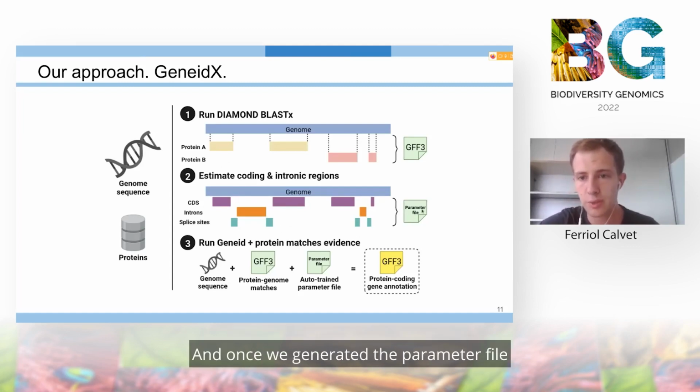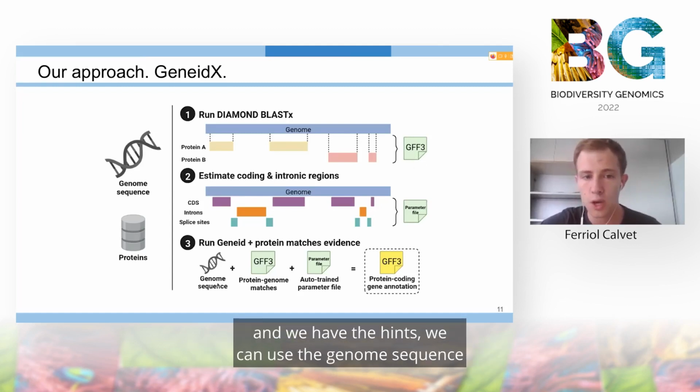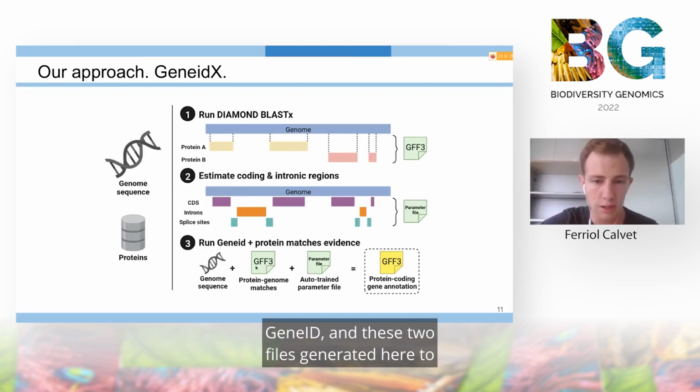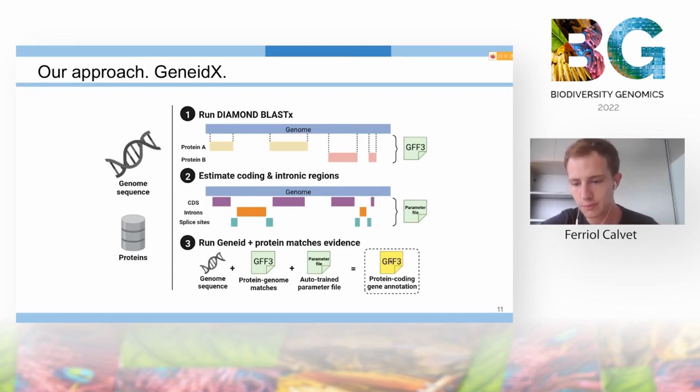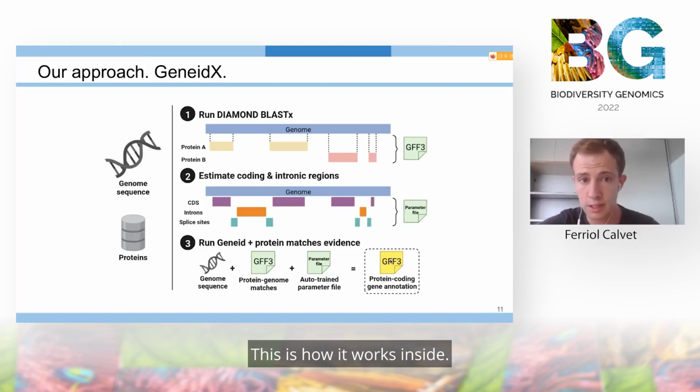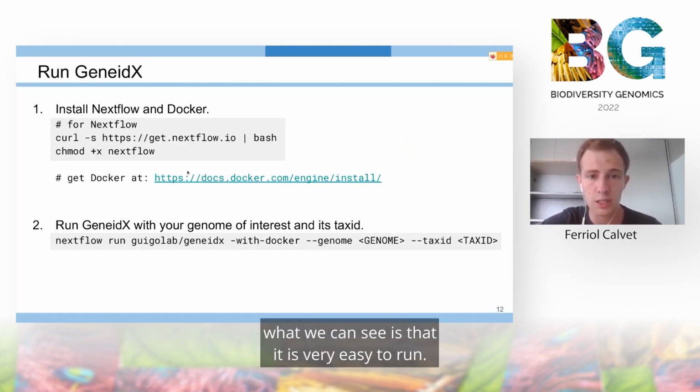Once we have generated the parameter file and we have the hints, we can use the genome sequence, Geneid, and these two files generated here to obtain the final protein coding gene annotation. This is how it works inside. And from outside, what we can see is that it is very easy to run.